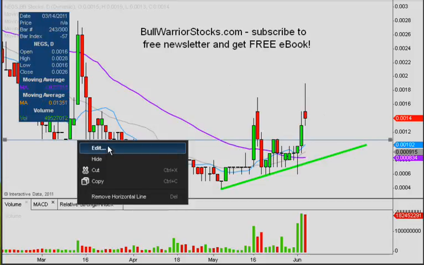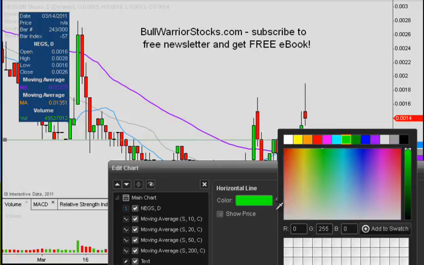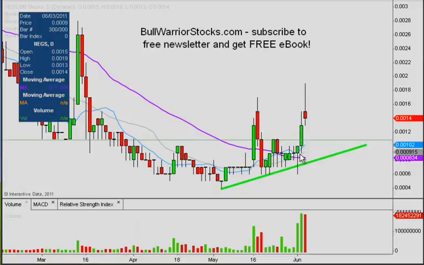Let me get this changed again to green. And I'll just leave this line skinnier just because, yes, it's a support, but at the same time, it's not like it's a must hold. But this is simply at the 0.0011 level. And going back through the history of the chart, you can see it was a support back here, support all the way around here, and then when it fell, became resistance, although the price didn't quite hit it.